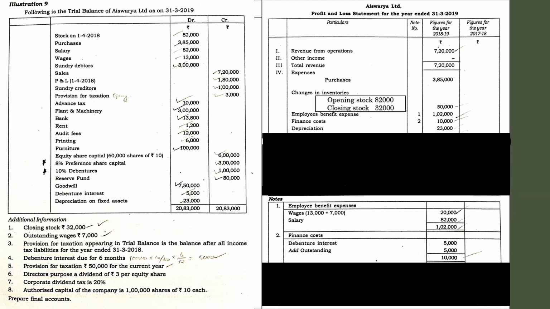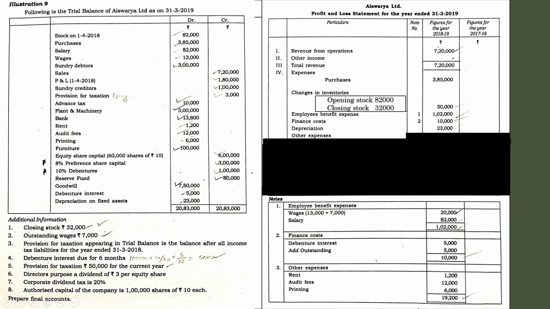Next one, there are still some expenses we haven't taken under any of these heads. So let us bring together all those expenses, such as rent, audit fees and printing, these three items. We haven't entered these items in any of these heads until now. So we can bring together all these under other expenses. Add these three items, you will get 19,200. Show that 19,200 here.